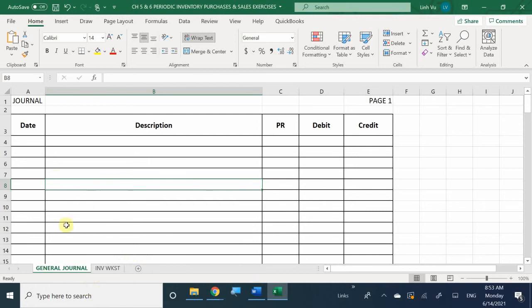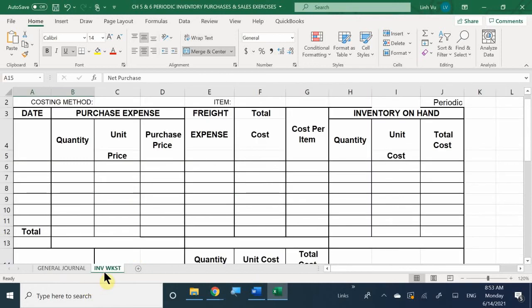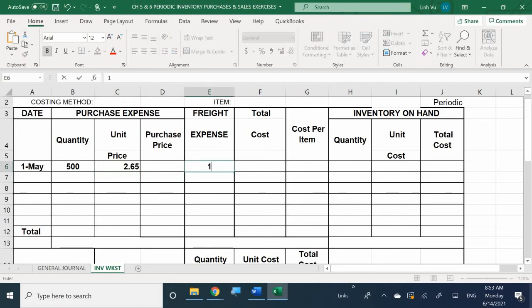Okay, so you dove right into the inventory worksheet first. Yes, and it goes right there on the purchase and expenses. Okay, so let's do one thing at a time. Since we're already here on the worksheet, I'm just going to go ahead and do the worksheet first. So 500 items at $2.65 with the freight. How much did freight cost? $100.